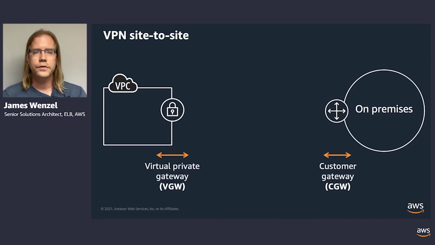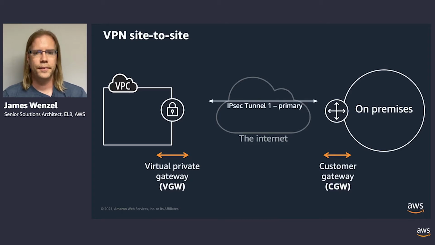Now, of course, this goes over the internet, so it requires some form of internet access. And then you will establish a pair of tunnels. The first tunnel that you establish is a 1.25 gigabit tunnel, and that will be your primary communication path. And then, of course, because everything fails all the time, we want to make sure that we have some form of redundancy. So we have a second tunnel.